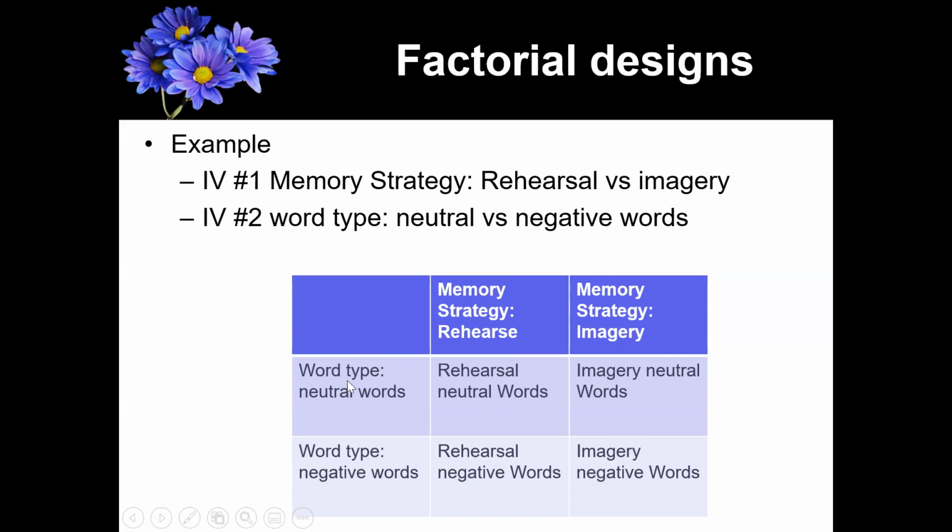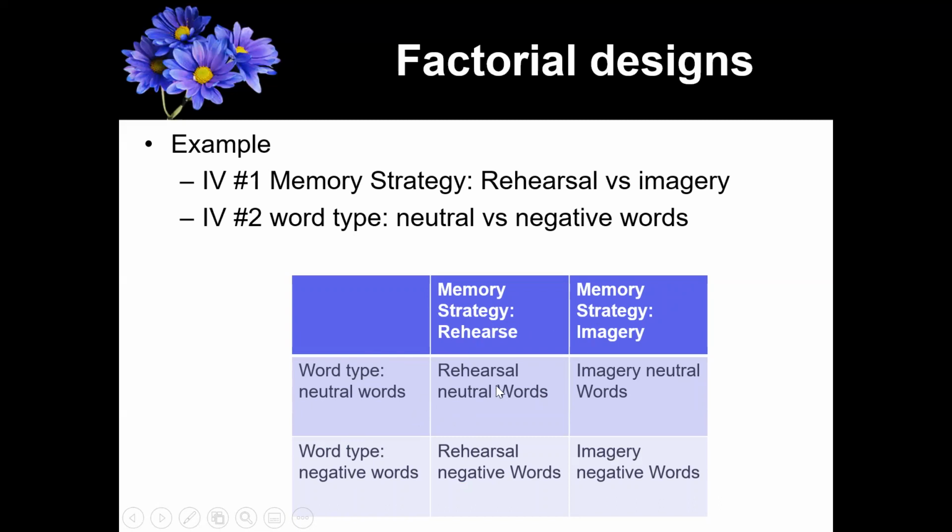Okay. Here's the word type variable, and we're going to have neutral words being one condition and negative words being the other condition. We'll plot each level next to each other, and each independent variable is going to go on one side of the box. So again, we got our two levels of memory strategy here, our two levels of word type here. Now all you have to do is just cross those variables.